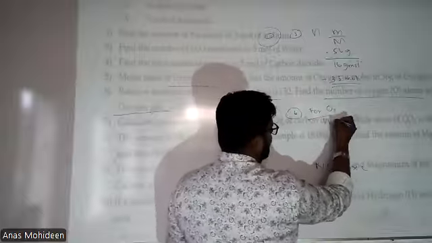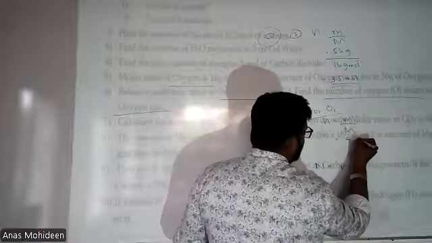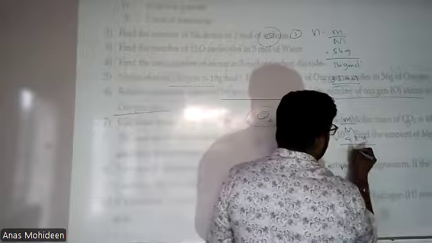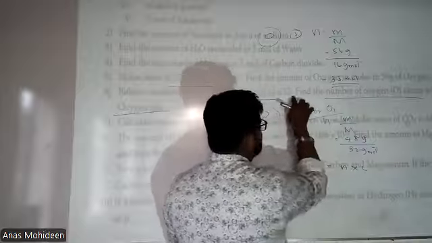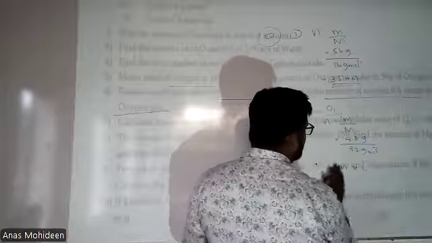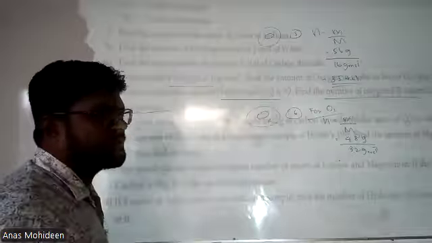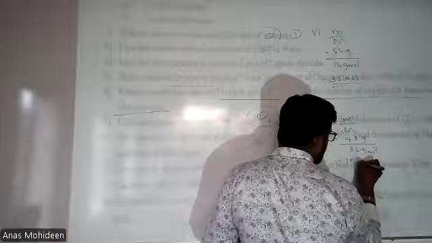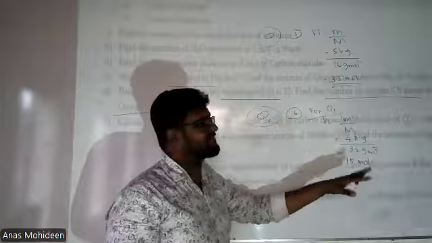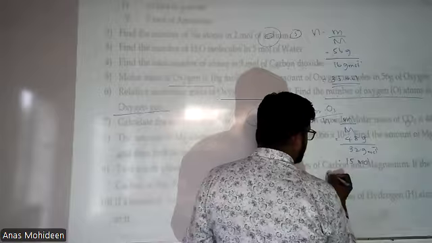For O2, moles equals given mass over molar mass. What is the given mass? 48. What is the molar mass of O2? O2 is 32, so the molar mass is 32 grams per mole. 48 over 32, how much? 1.5. So we have 1.5 moles. Did you understand what we did? We found the number of moles: given mass over molar mass, given mass 48, molar mass 32.